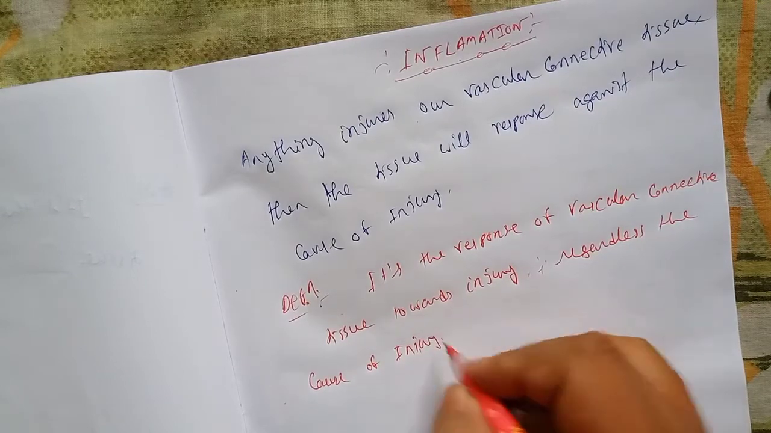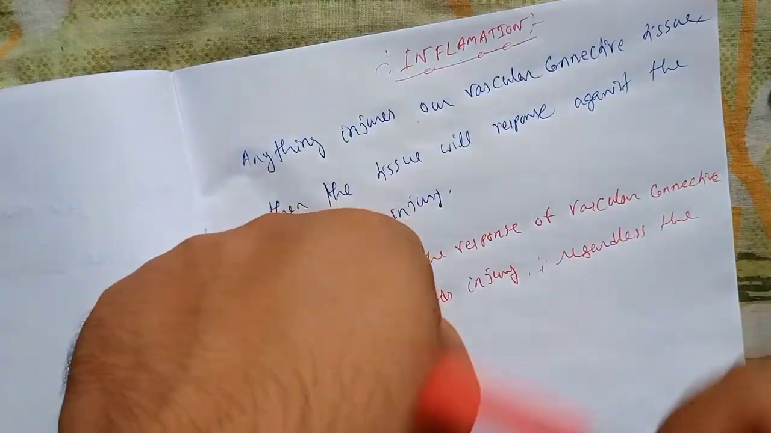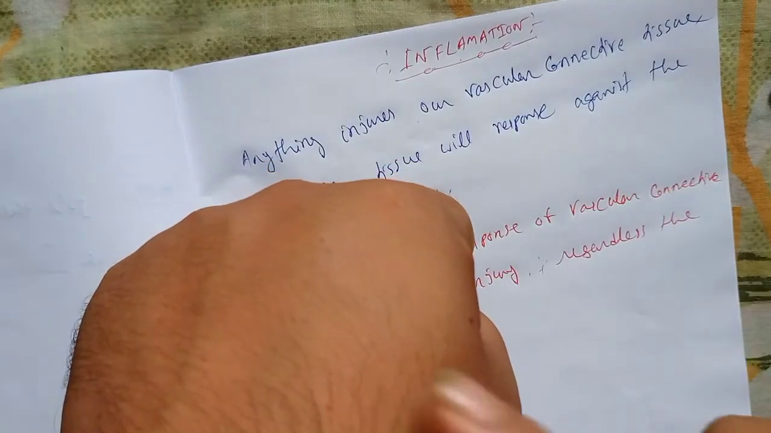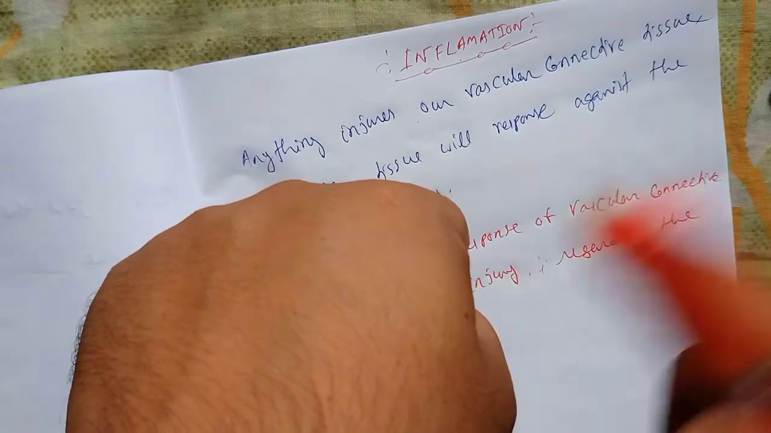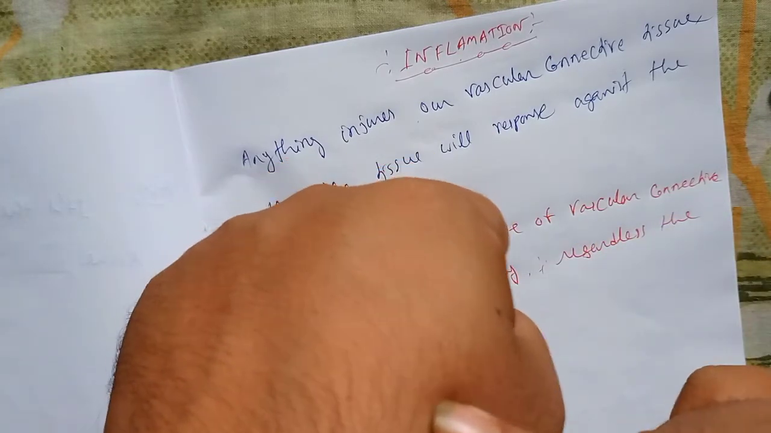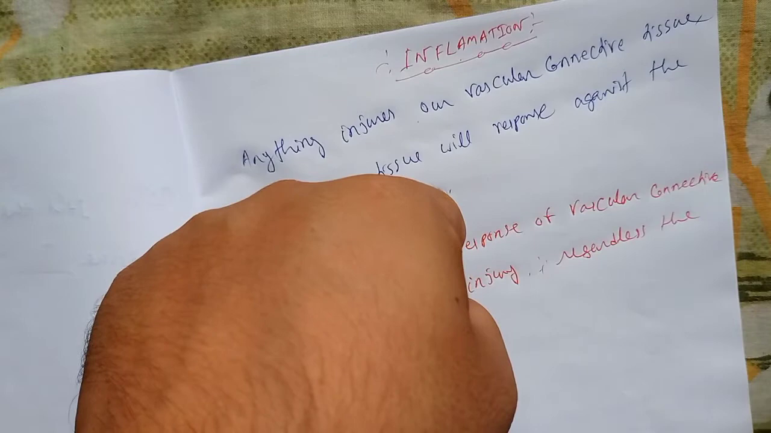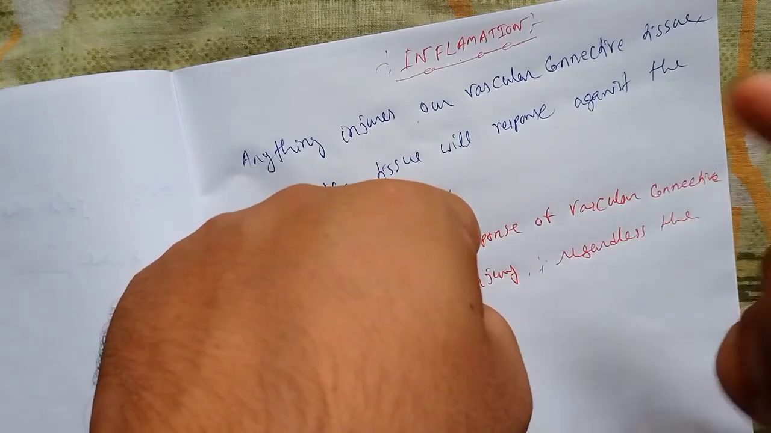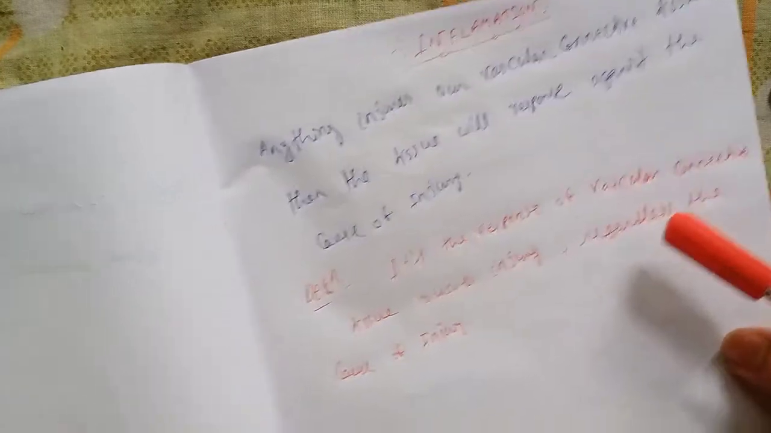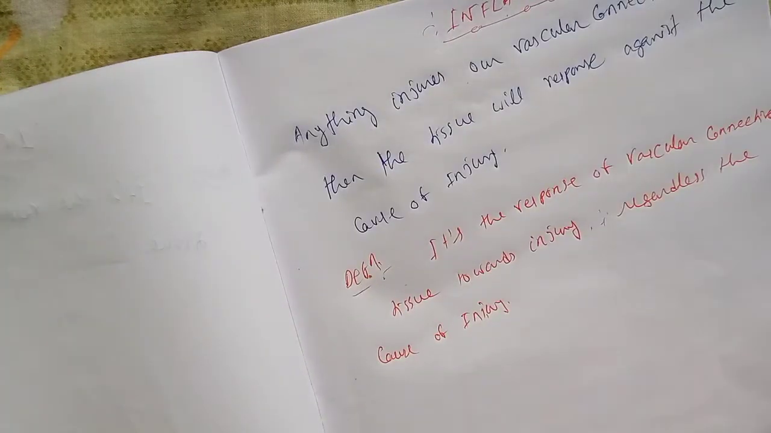That means what, guys? Suppose I got inflamed in this portion. There is the vascular connective tissue, and of course the injury may be by any cause. It may be physical trauma, radiation, chemical, or microbial invasions like bacteria and fungus. So you can see the types of injury here.